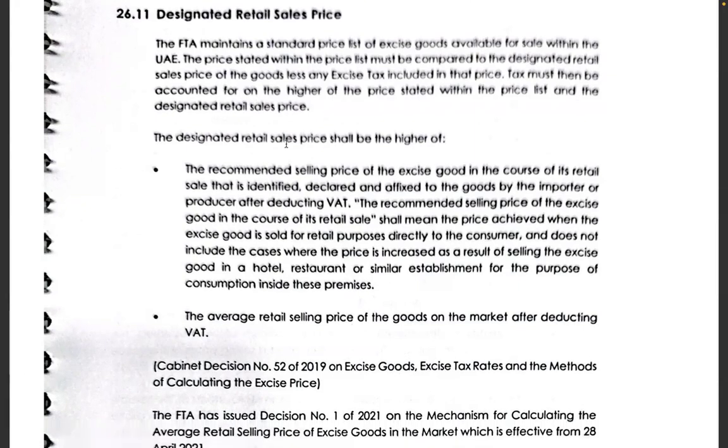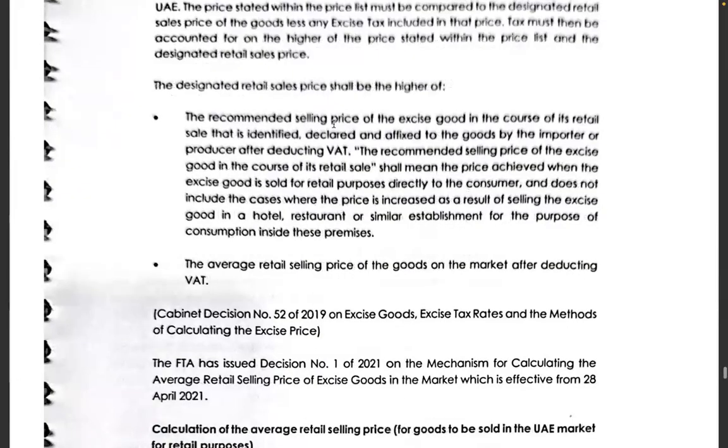The designated retail sales price shall be the higher of the recommended selling price of the excise good in the course of its retail sale that is identified, declared, and affixed to the goods by the importer or producer after deducting VAT. So it is basically published prices, in easy words.